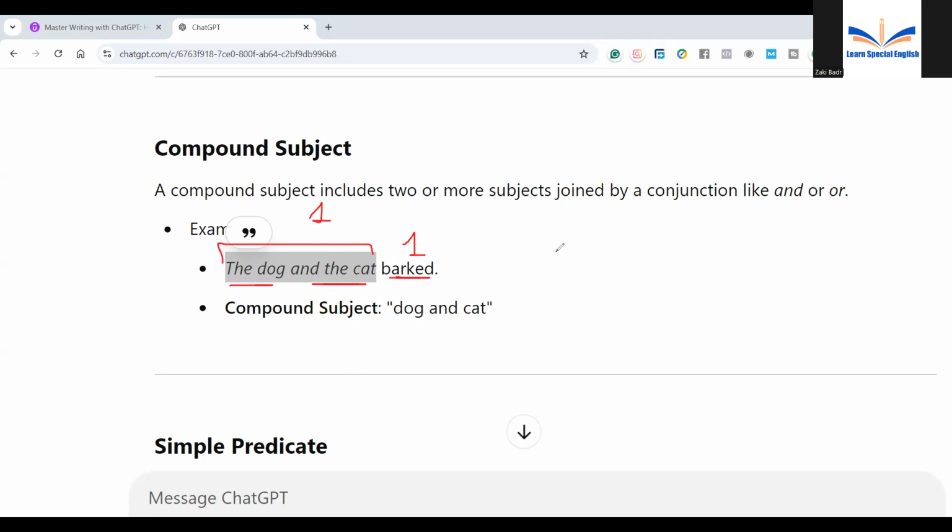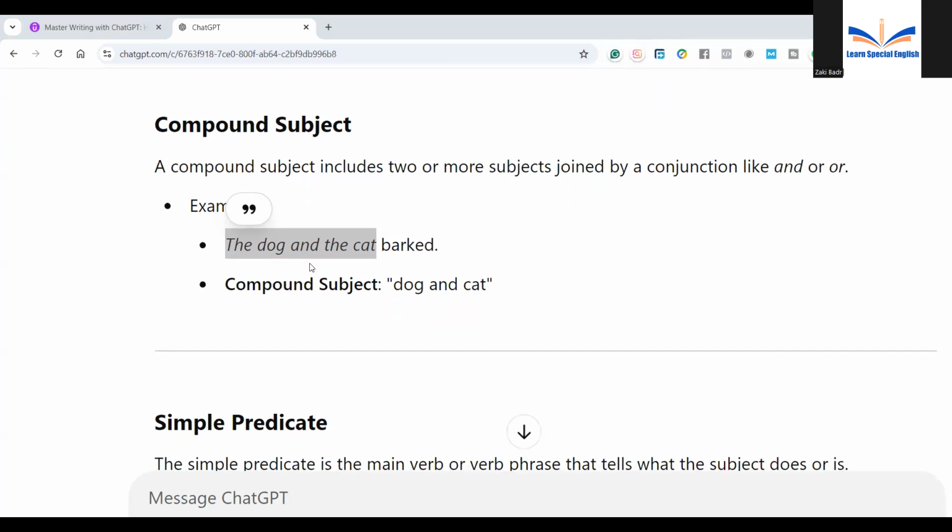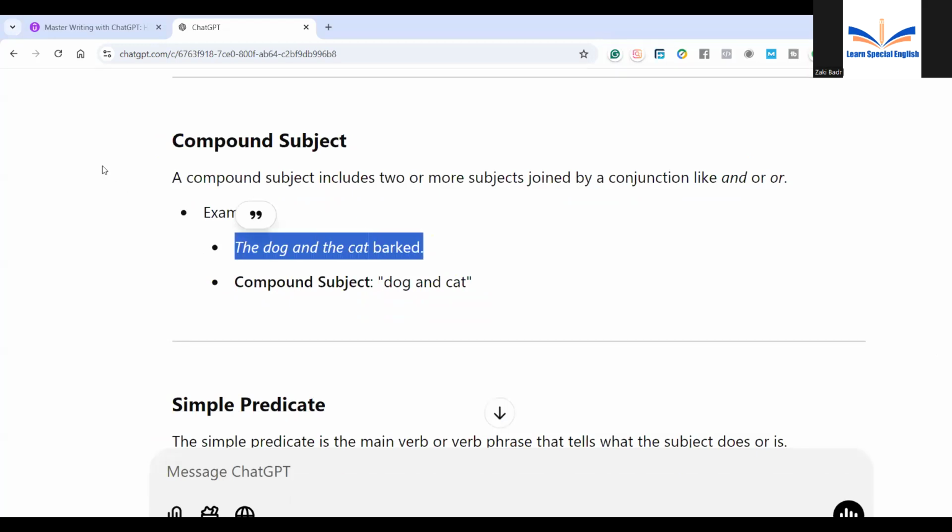So you can have two verbs or you can have one verb. You can have two subjects that act as one subject, which is a compound subject. But the question here, okay, you can make this into two sentences if you wish. All right. The dog barked.